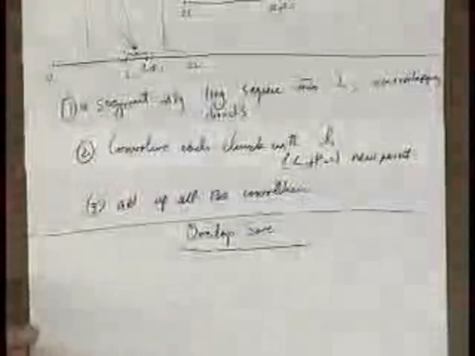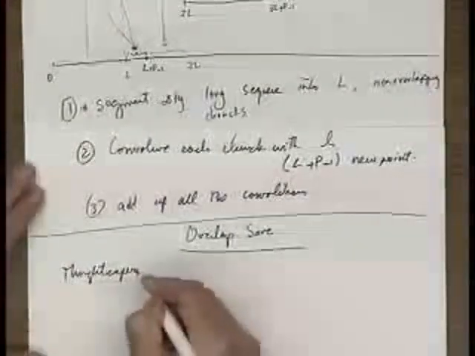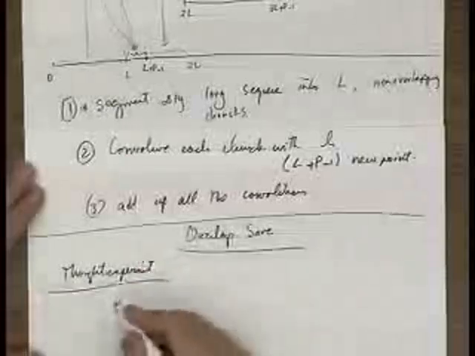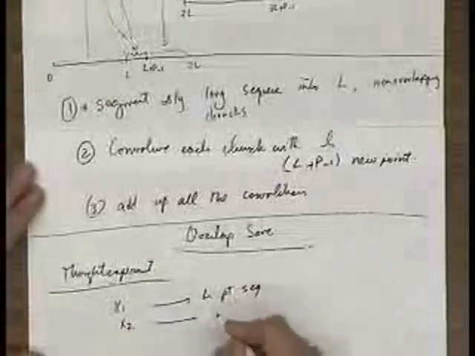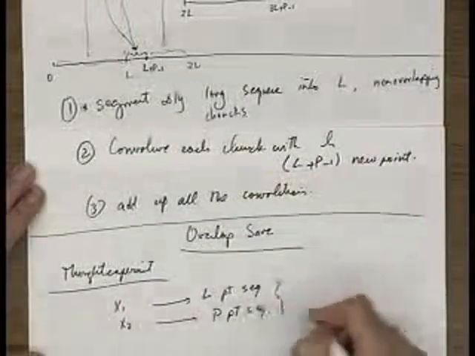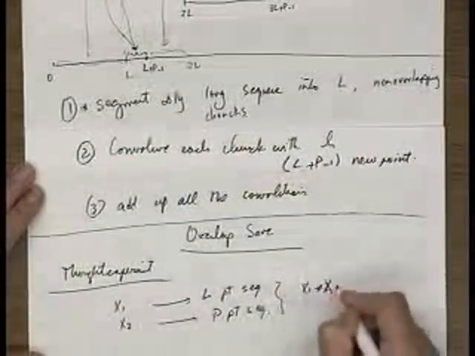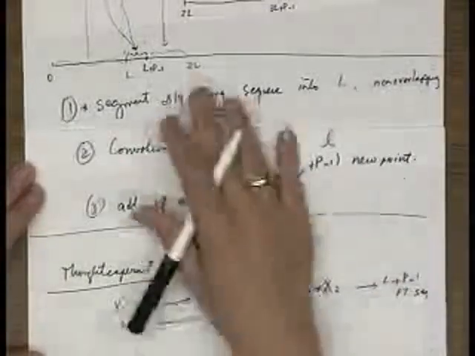Okay, so the next technique that I'm going to talk about is what's called overlap save. The basic premise of overlap save is the following. Let's just do a thought experiment. Suppose I have x1, which is an L-point sequence, and x2, which is a P-point sequence. When I convolve x1 and x2, I get an L plus P minus 1 point sequence. We all know that. And I'm assuming that L is much larger than P.